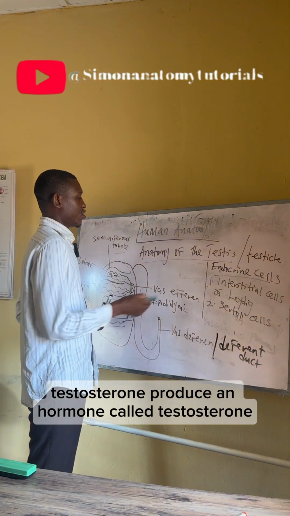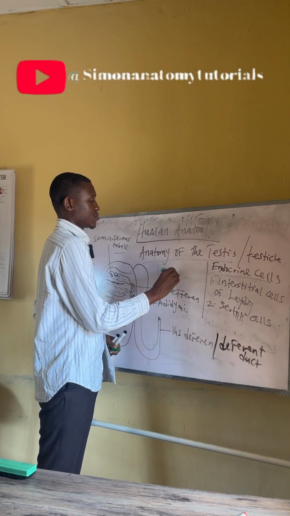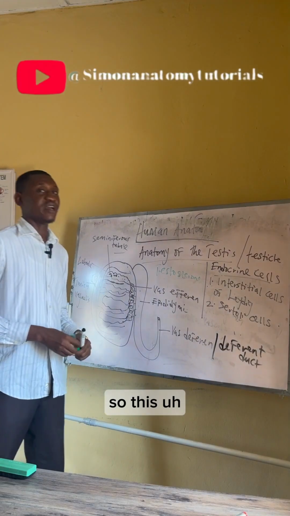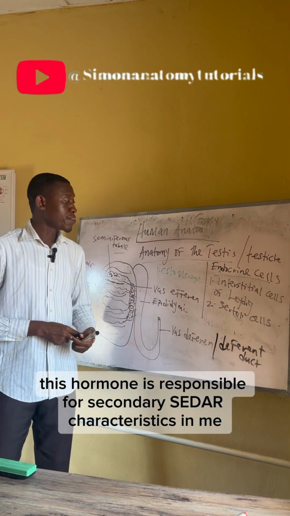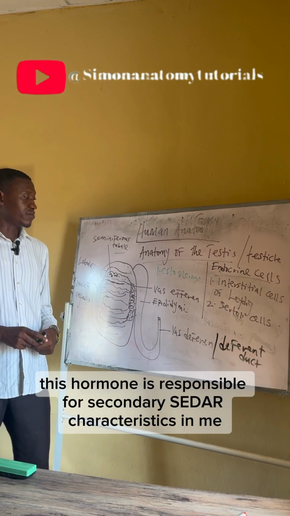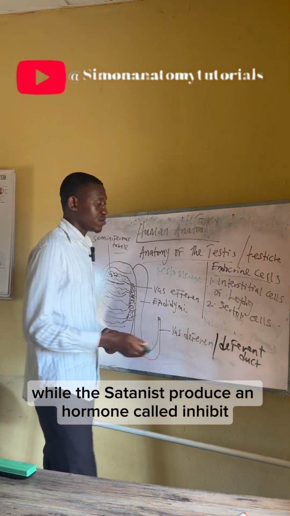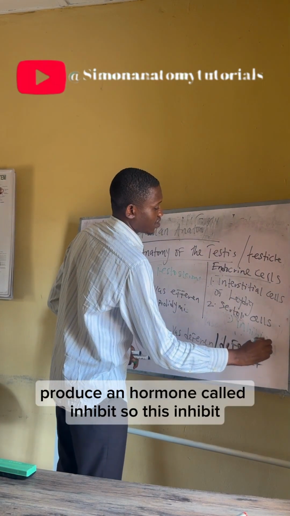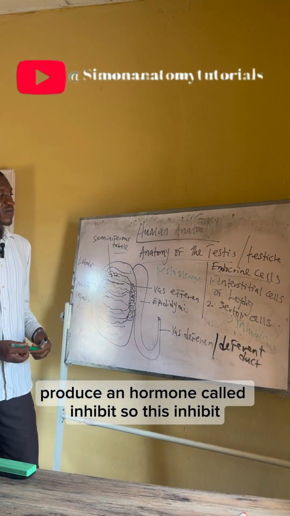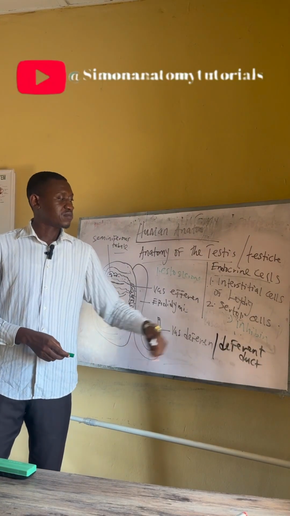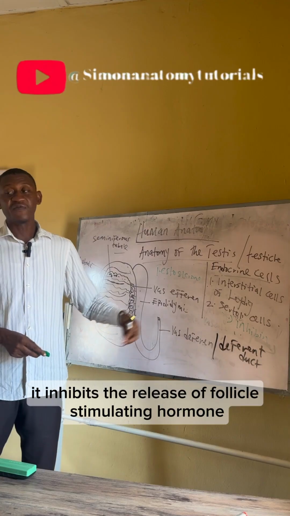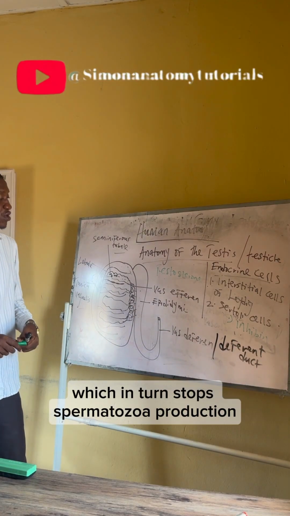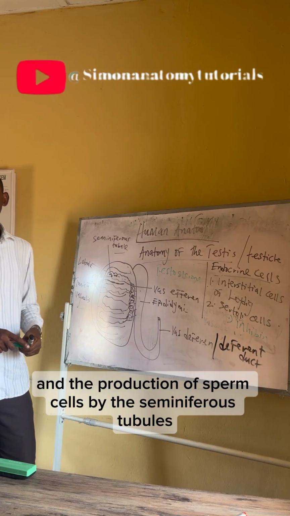So this hormone is responsible for secondary sexual characteristics in males, while the Sertoli cells produce a hormone called inhibin. So this inhibin inhibits the release of follicle-stimulating hormone, which in turn stops spermatozoa production and the production of sperm cells by the seminiferous tubules.